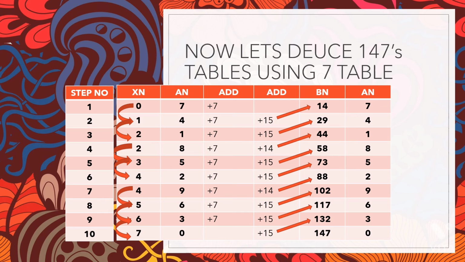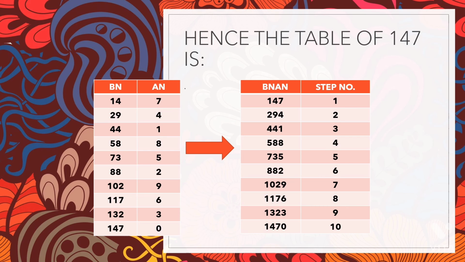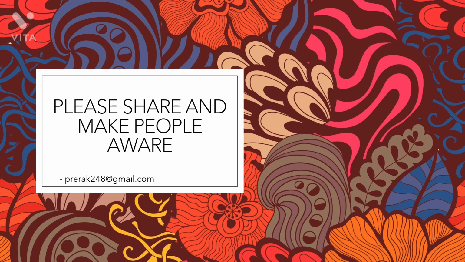Hence, this way we can derive the table of 147 by joining the values of Bn and An, as you can see in the following table. So the following algorithm can be used to derive the tables of any n-digit number by following the steps shown in this flowchart. I hope you have understood this theorem well and you will start using it to make your calculations easy.